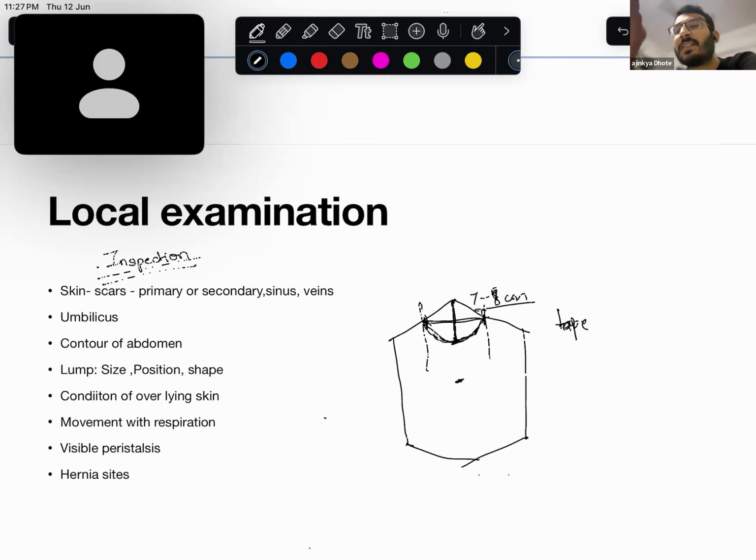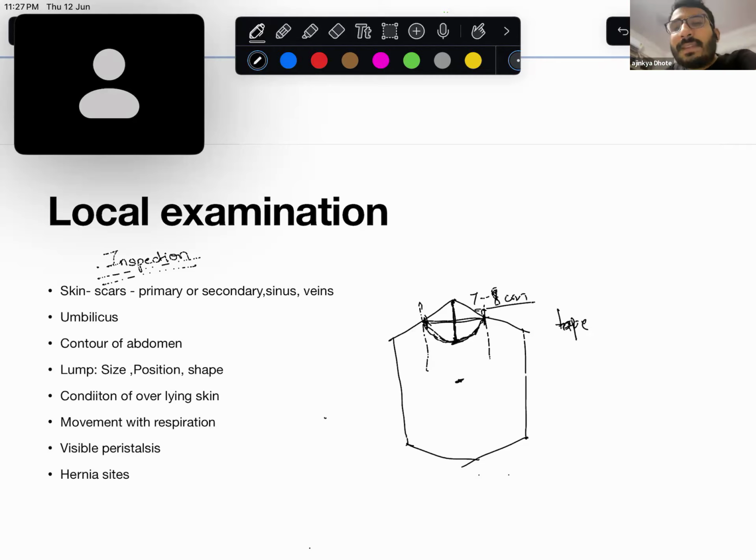They move with respiration only above the umbilicus, and below the umbilicus they don't move. This is not how you say it in the exam, but this is just a way to remember it. So just remember this point. This is a very important point, and all of you fumble with it.